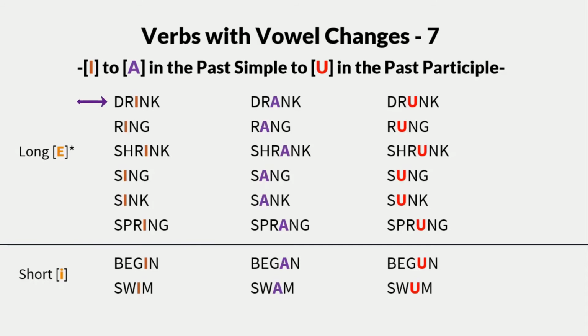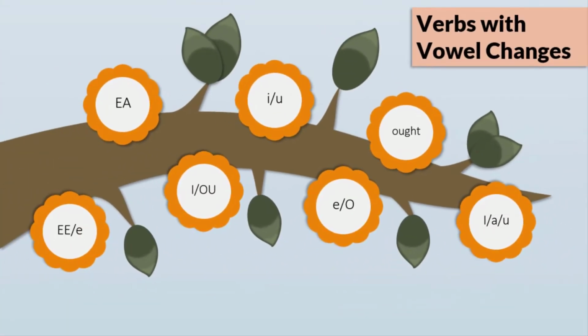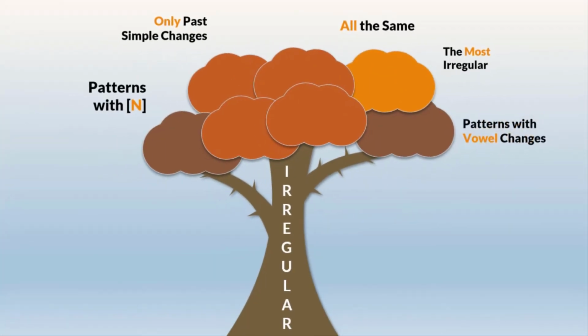Drink, drank, have drunk. Ring, rang, have rung. Shrink, shrank, have shrunk. Sing, sang, have sung. Sink, sank, have sunk. Spring, sprang, have sprung. And then the short I, begin, began, have begun. Swim, swam, have swum. That does it for our 2 branches with the subgroups.